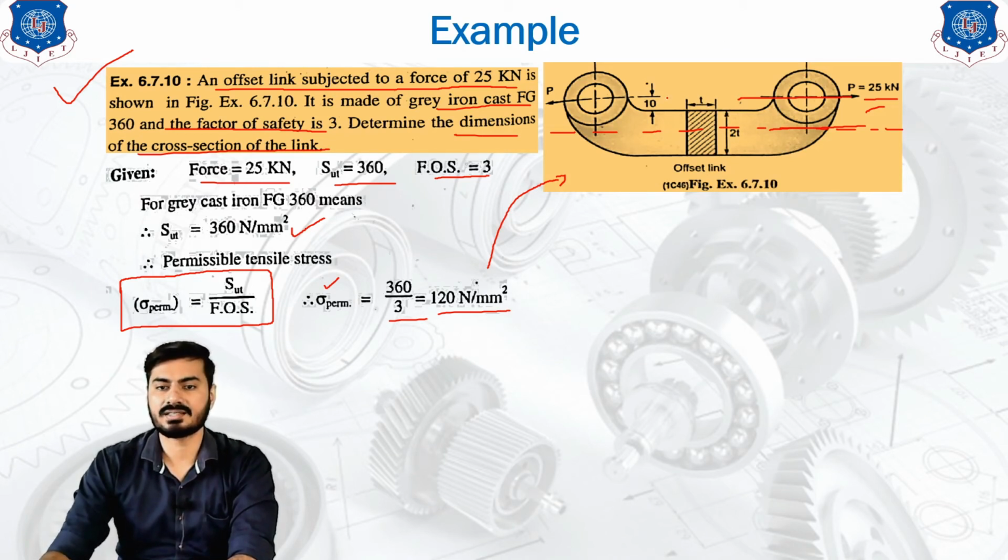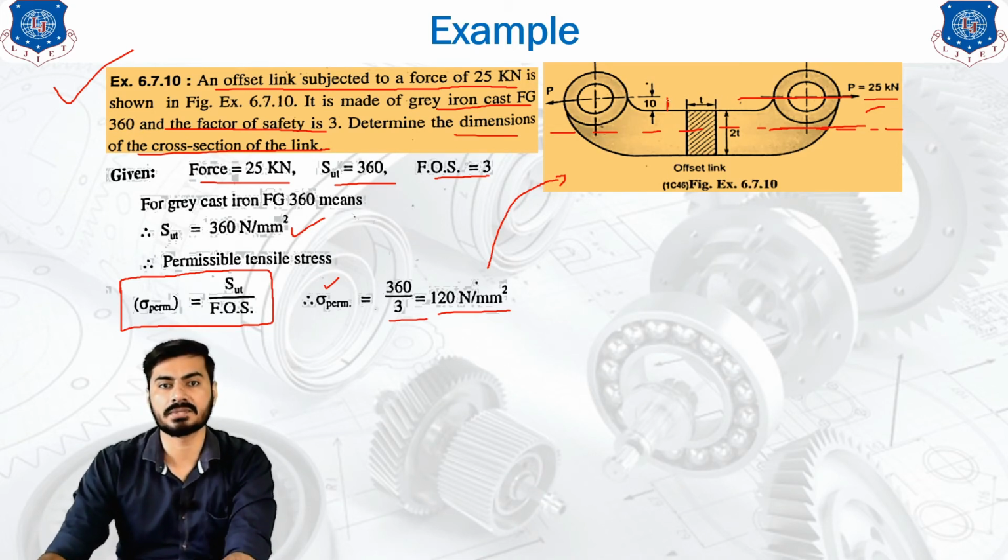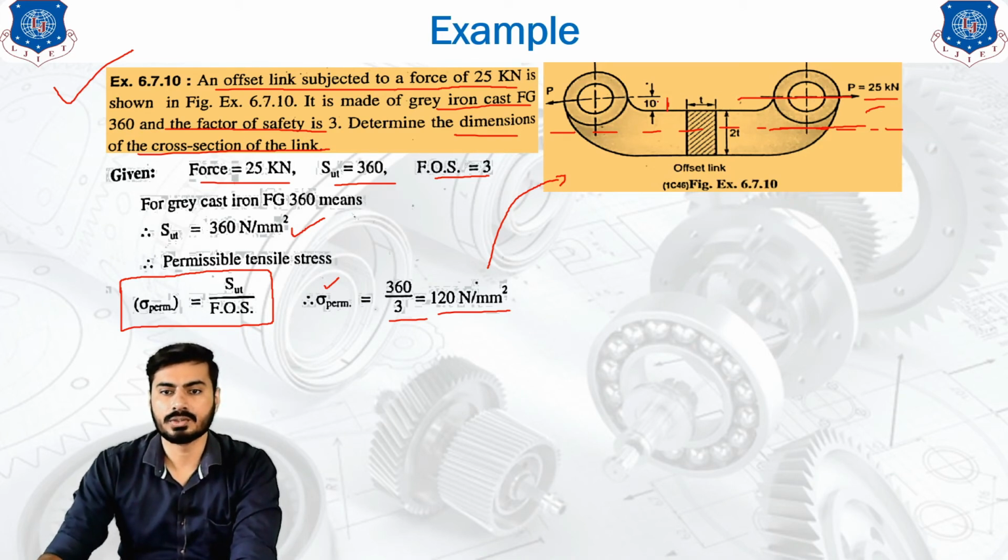So this distance is given as 10. This is also known as the swing of the link. They might ask you using different terms in your examination. So this distance is known as the swing of the link, and this distance can be calculated using the geometry.